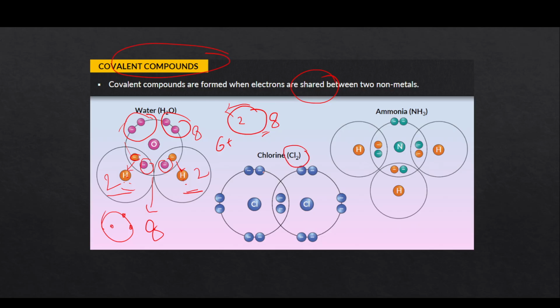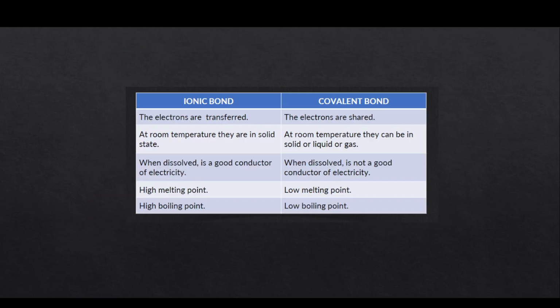Again, chlorine, you can see it has 7 electrons, and they both require 1, so they both share 1 electron from each other. Ammonia, this nitrogen has 5. So 5 plus 3 is 8, right? So this will share 1 electron from each of the 3 hydrogens, and this will make 8. And each hydrogen atom will also share 1 electron from the nitrogen atom to become stable, and that's how they get their 2 electrons.